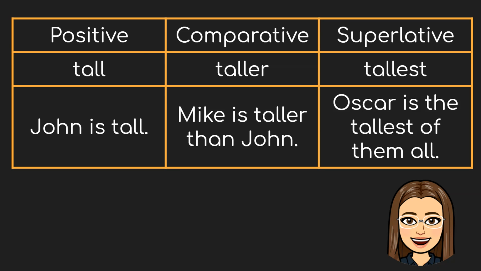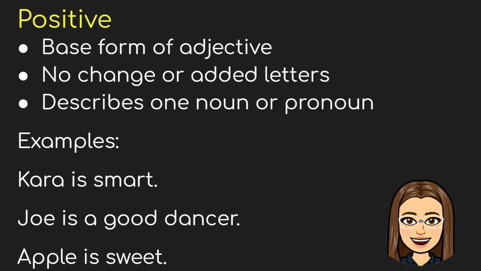Now let's go through each of these degrees. For the positive degree, again, we are just going to use the base form of the adjectives, which means we are not going to change or add something to the word. And again, for the positive degree, we are describing just one noun or pronoun. Here are some examples. Kara is smart. Joe is a good dancer. Apple is sweet.